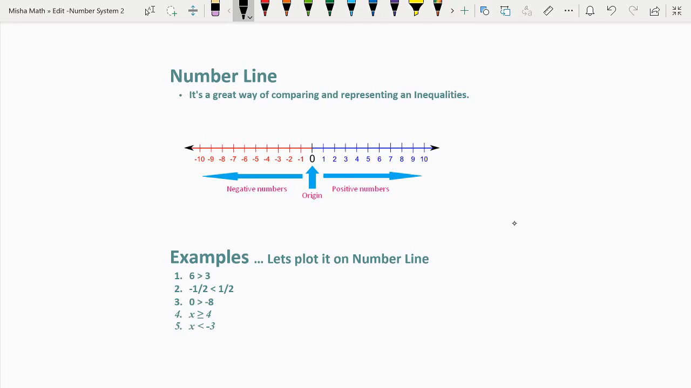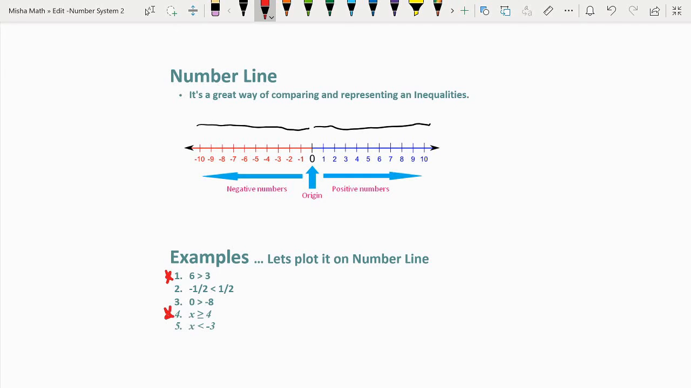Let's go over this number line. Every number on the left of 0 is a negative number, and every number on the right of 0 is a positive number. Let's look into the first example right here. We know just by looking that 6 is greater than 3. We know because the quantity facing the open side of the angle in the middle is the greater quantity. Therefore, represent the equation in the shown manner.